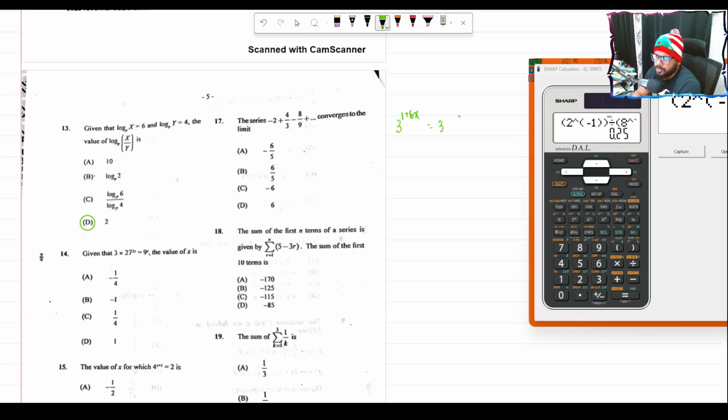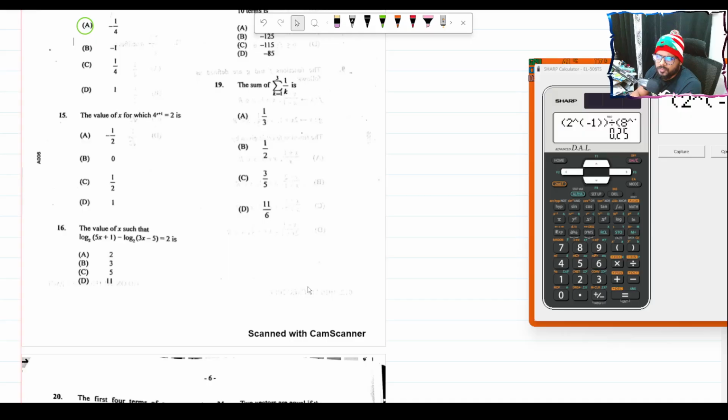It's 3 to the power 2x. 1 plus 6x is 2x. Move the 2x, move the 1. 6x, take away 2x is 4x is minus 1. And x is minus 1/4. Moving good so far.